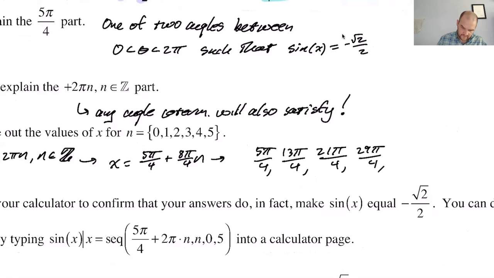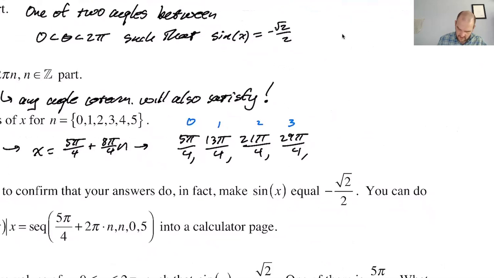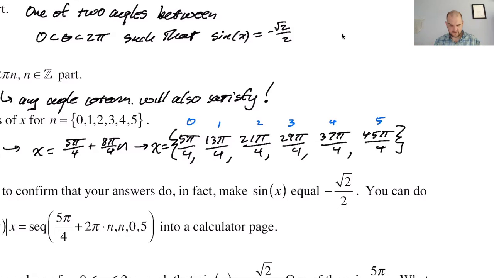So this was 0, 1, 2, 3. Got to add 8 two more times. So 37 pi over 4, and then finally 45 pi over 4. So we're just adding 2 pi every time, but we did ourselves a favor, right? I'm going to say these are x equals, and then put it in brackets, because it's a list, a set of answers. We did ourselves a favor when we got that common denominator, so you definitely want to do that.